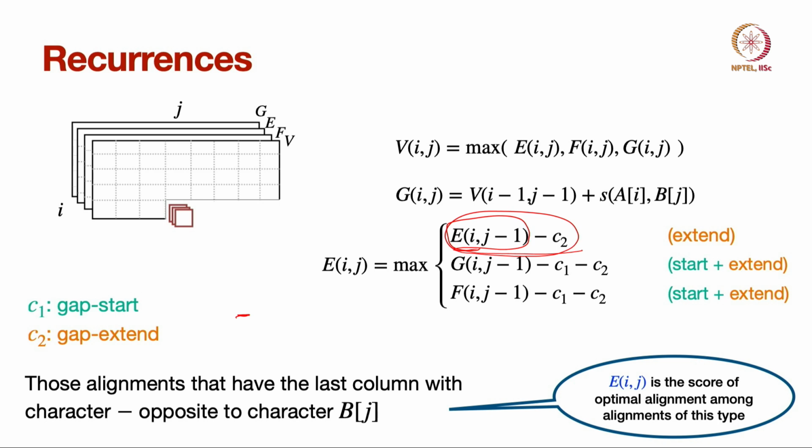In the other two cases, where I am starting a new gap, I would have to consider matrices G and F, because in those matrices there is no space character on the first sequence. So, in those cases I would use the values from those tables and I would start and extend the gap as well. Depending on whether we are starting a gap or extending a gap, we have to appropriately consider the values in the recursion.